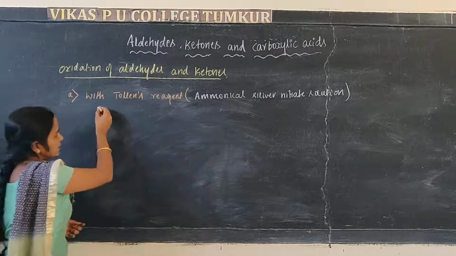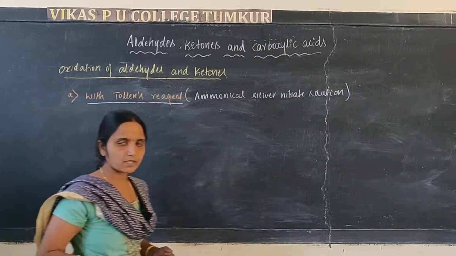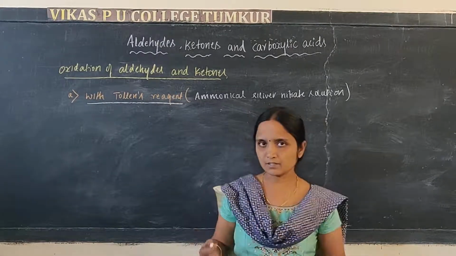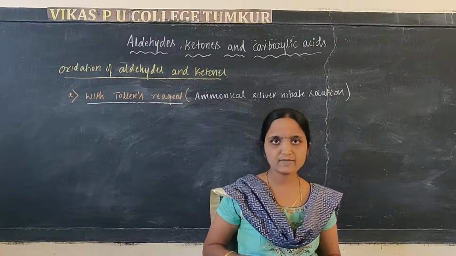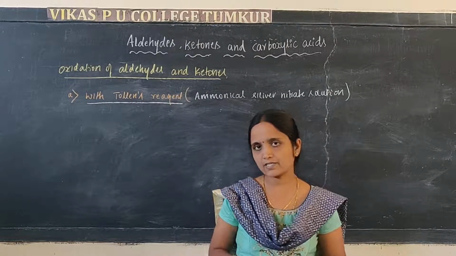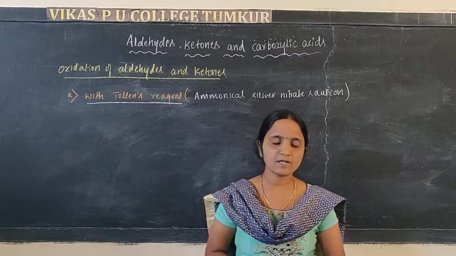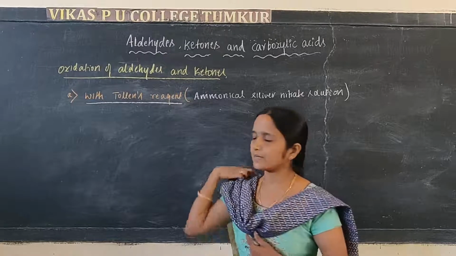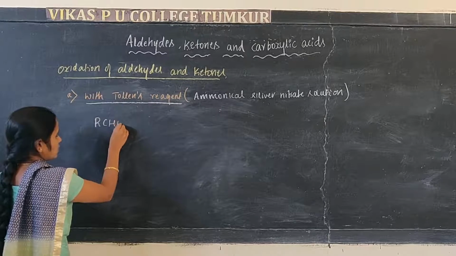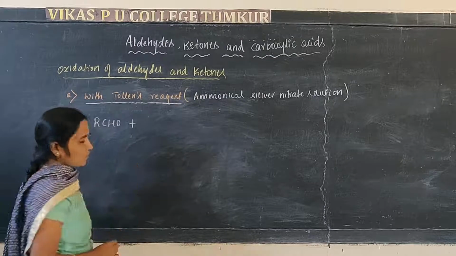Here, with the Tollens reagent, aldehydes and ketones are considered. The aldehyde reacts with the Tollens reagent and gets oxidized into carboxylic acid, and a black precipitate or silver mirror is formed. Here the aldehyde, RCHO, is treated by warming with the Tollens reagent.